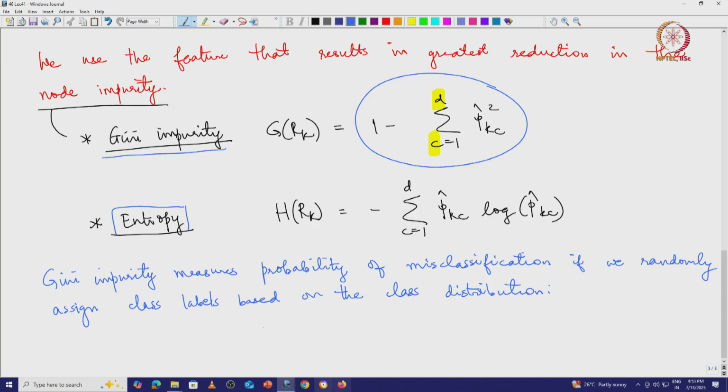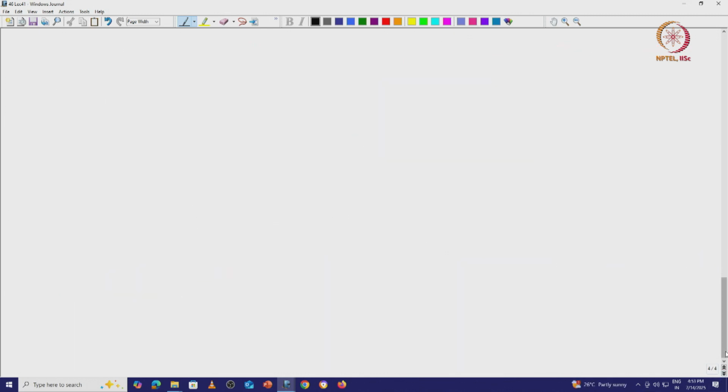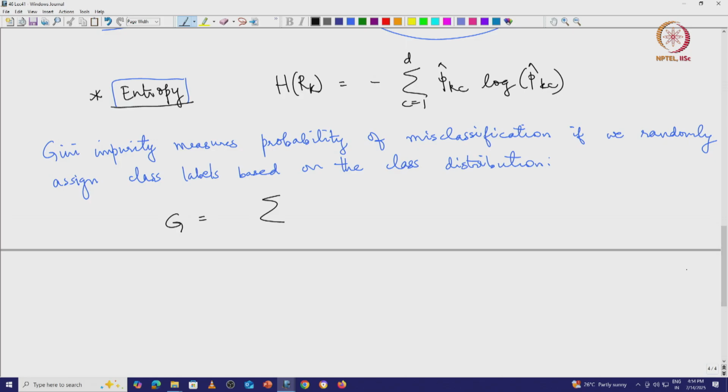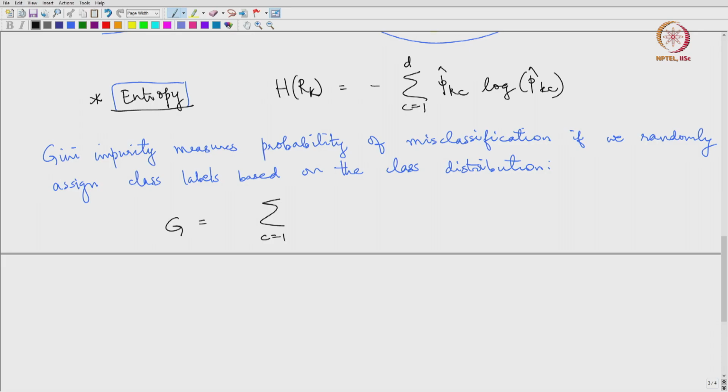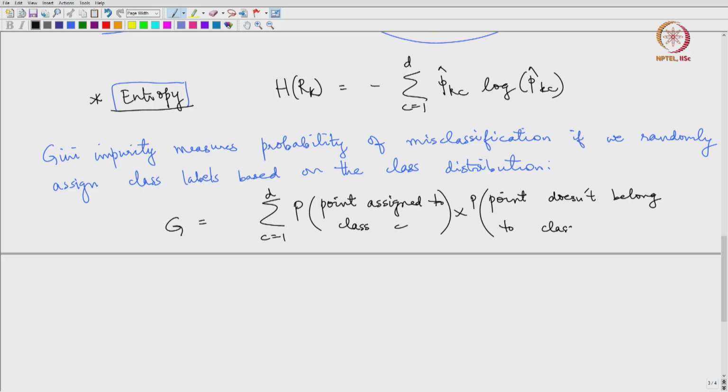Okay, so how do we quantify this? So essentially the impurity measure G is the sum over all the classes, so C going from 1 to D, there are a total of D classes, right, and you take the probability that the point is assigned to class C, right, that is the probability with which you assigned a certain point to class C, times the probability that the point does not actually belong to class C. Okay. So this is the sum over C going from 1 to D.